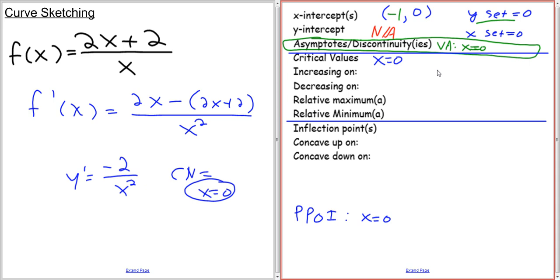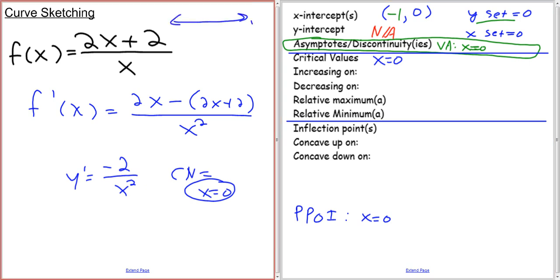We have our critical number. That's the only critical number we have, so I guess right now we need to figure out increasing, decreasing, so we're going to need to make a number line, of course. A number line labeled y prime with a 0 on it. -1 and +1 seem to be good candidates. I'm going to plug them into my derivative, which is here in the circle. Okay.